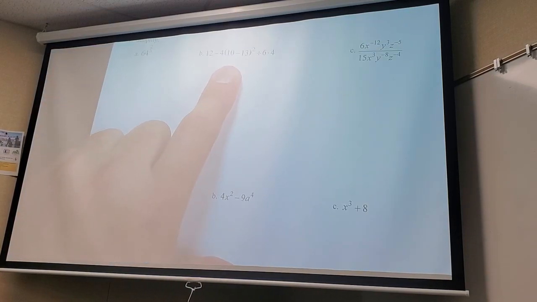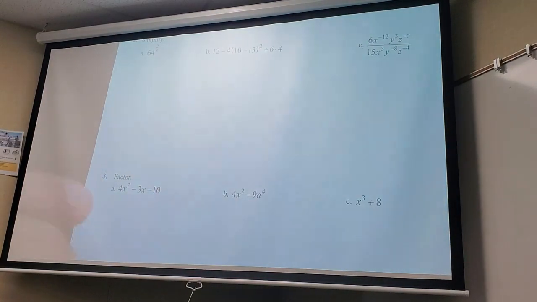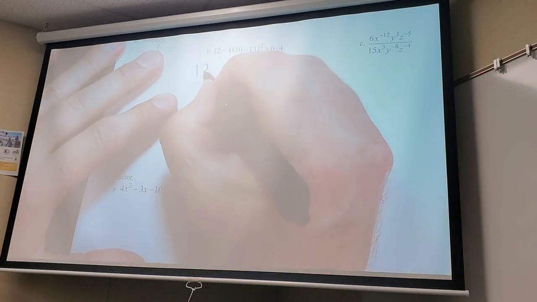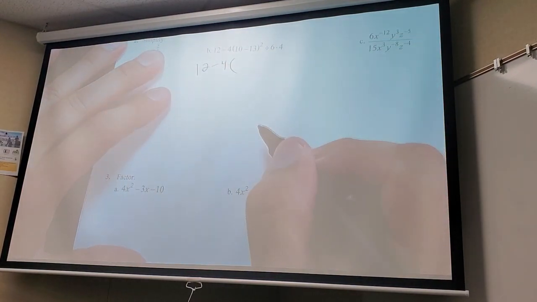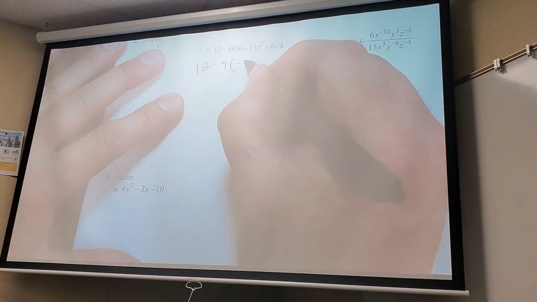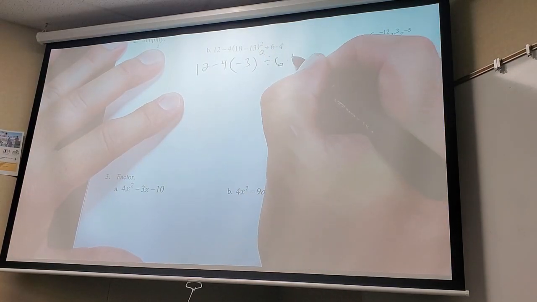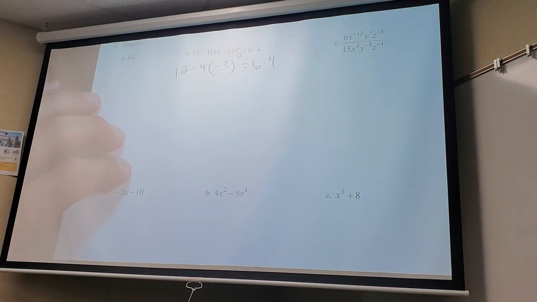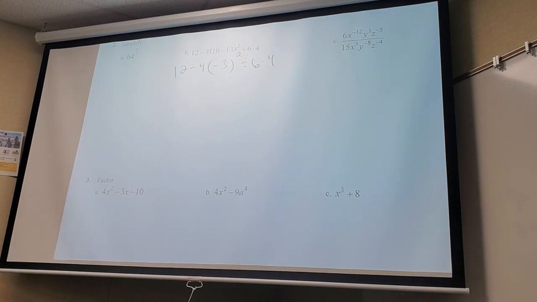The very first thing, parentheses. What's inside the parentheses? What's 10 minus 13? Negative 3. What's the next thing to do? Exponents, I love it. Real quick, what's the only number that is dividing this problem? What's the only number we're dividing by?